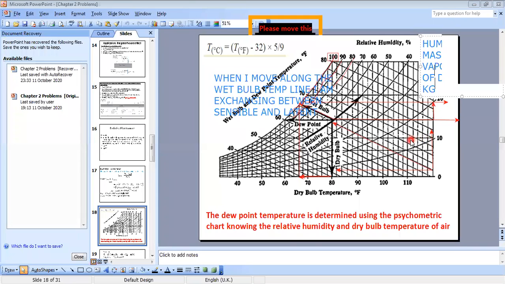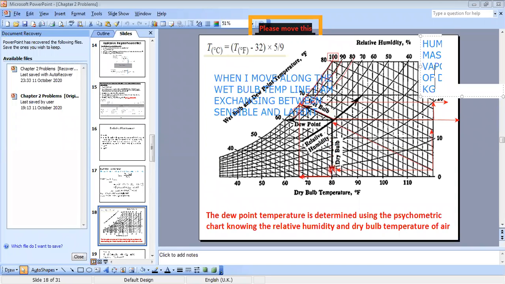Now, if I move along this line, what does it correspond to? This line corresponds to constant humidity ratio. So in this case, the amount of water vapor is not changing if I move along this line. Now, when moving along this line, the dry bulb temperature is the same, but if I go up, then I have an increase of humidity ratio and an increase of relative humidity. And if I go down, I have a decreased humidity ratio and decreased relative humidity.